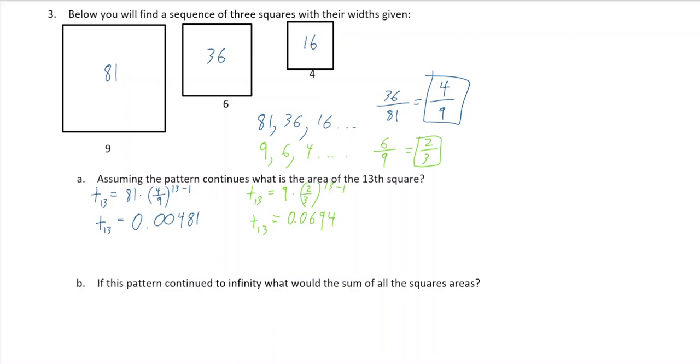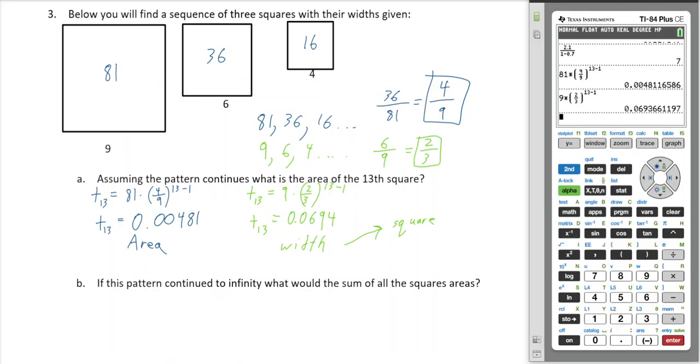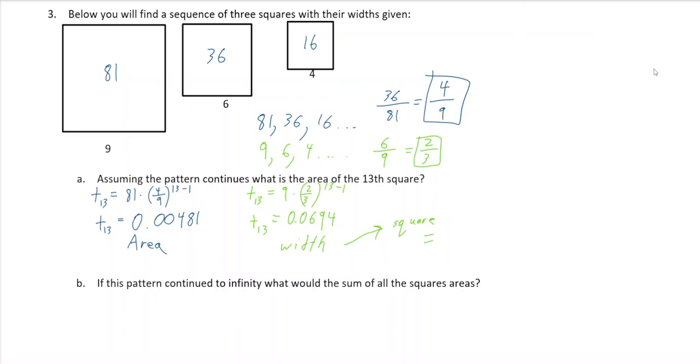So why are they different? Well, this is the width of the 13th thing. This is the area. So if you did it the green method, you would have to square that. So square that value to find the area. And watch, we're going to square it right now, and it should give us the same value. And look at that, it does. Okay, hopefully that makes a little bit of sense.